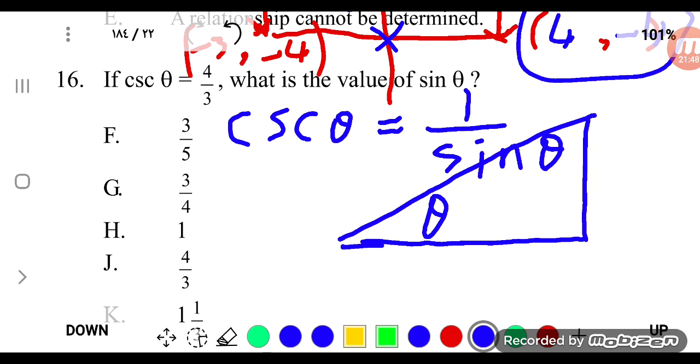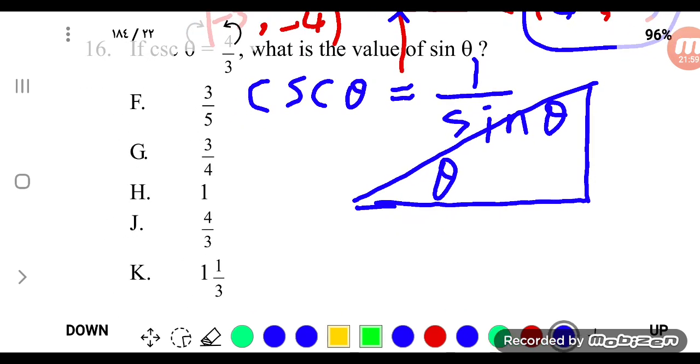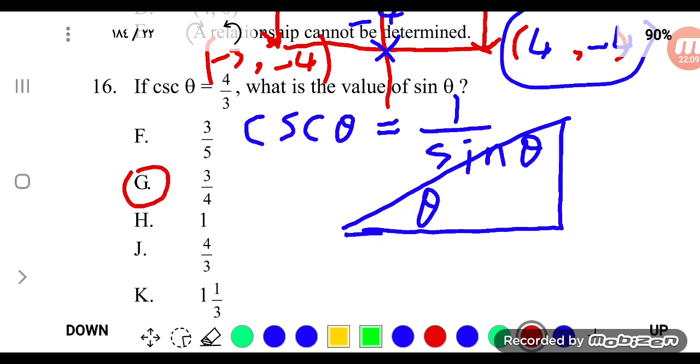So if the cosecant is 4/3, the reciprocal is the sine. So 3/4 is the answer. No need to solve anything. It's easy. The answer is 3/4, the reciprocal of 4/3, because sine is the reciprocal of cosecant.